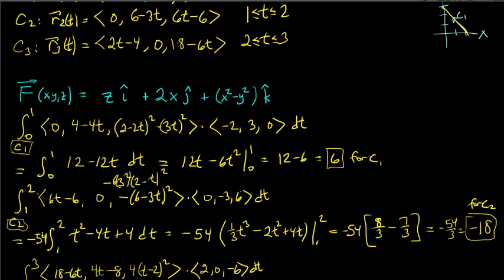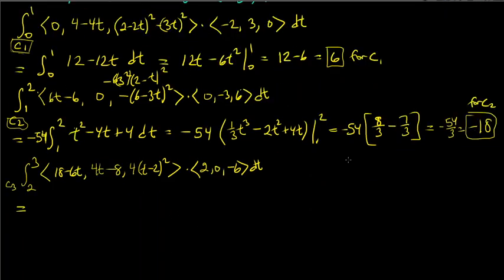And then 2x. Yep, 4t minus 8. And then x squared minus y squared. So y squared is 0, of course. And x squared is just 2t minus 4, the quantity squared. So when you factor out the 2 squared, you get 4 times t minus 2 squared. So I think that's it.